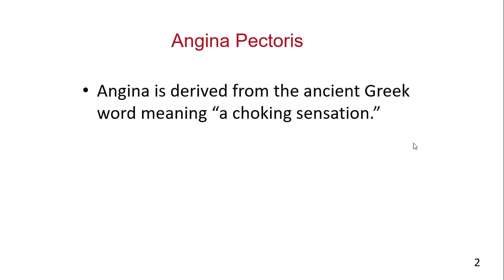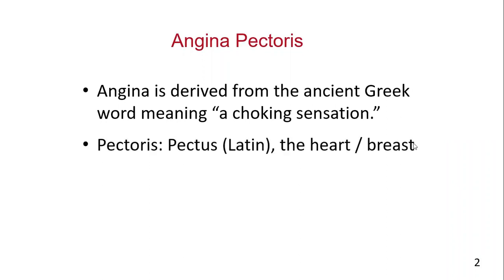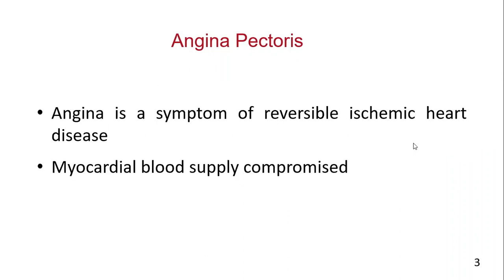Angina is derived from a Greek word meaning a choking sensation. Pectoris is from pectus, that means heart or breast. Angina is a symptom of reversible ischemic heart disease produced when myocardial blood supply cannot be sufficiently increased to meet the increased oxygen requirements that result from coronary artery disease.